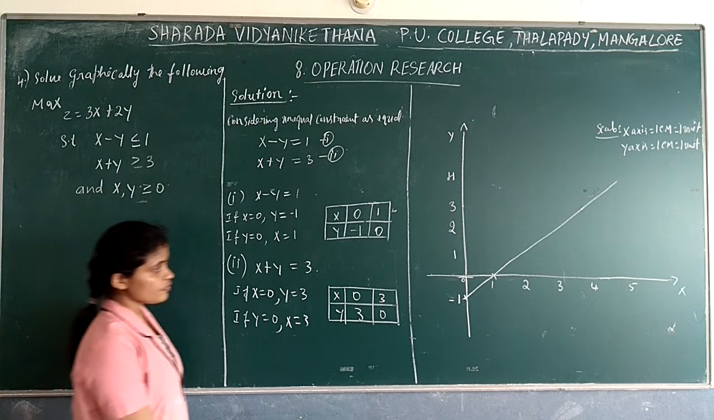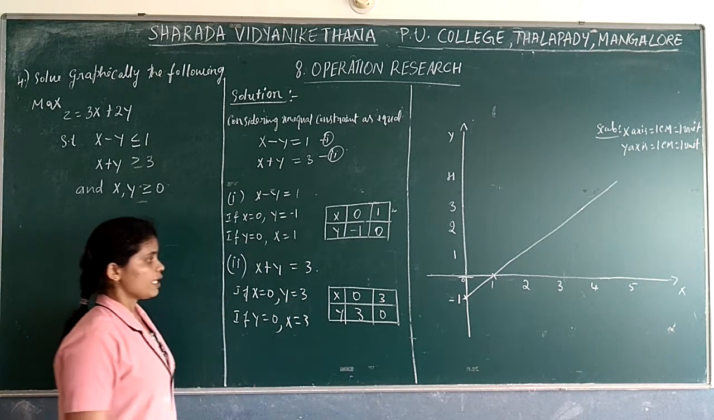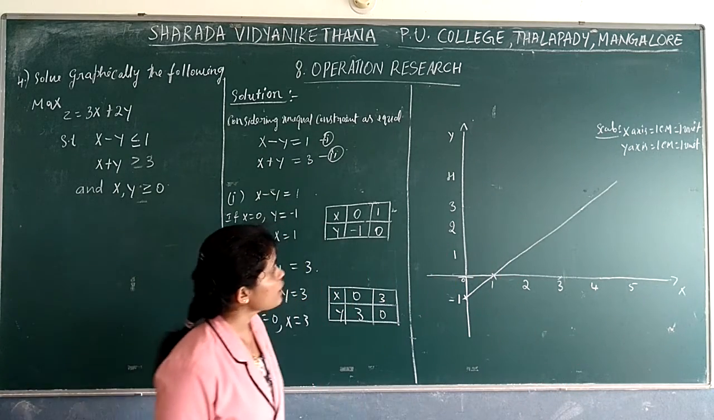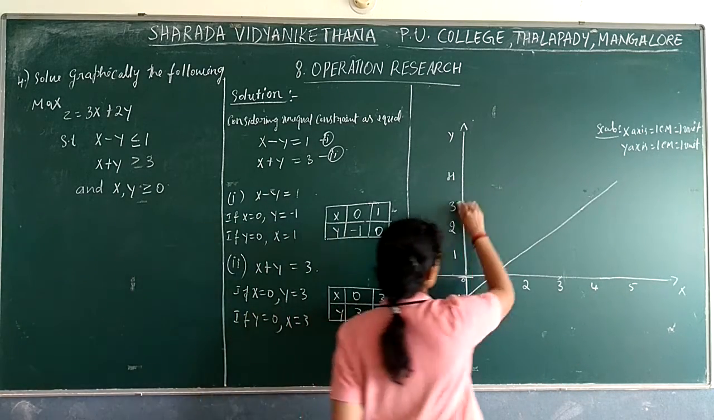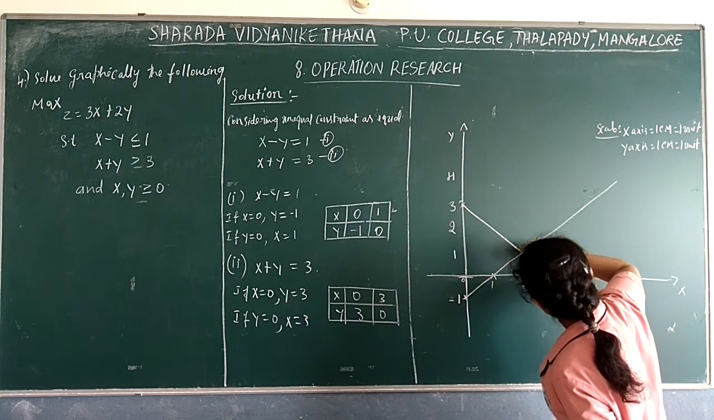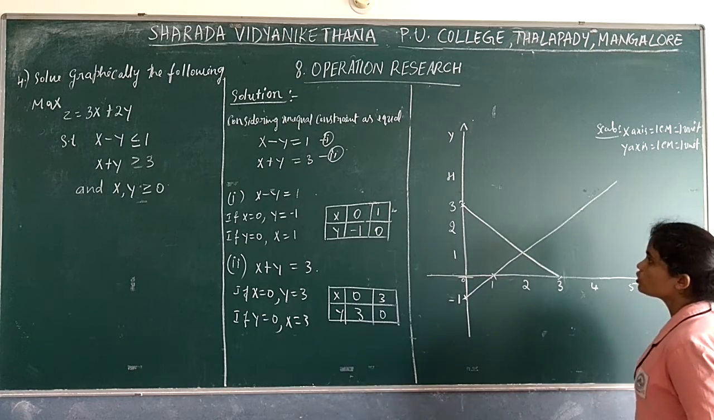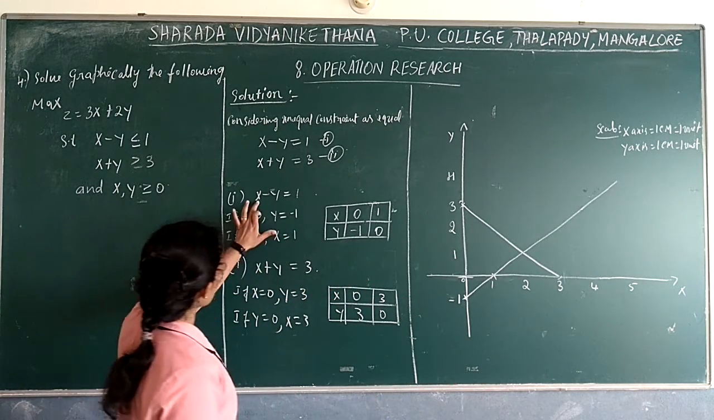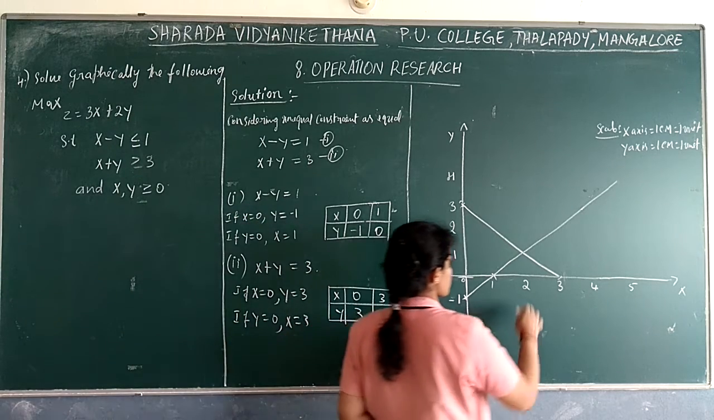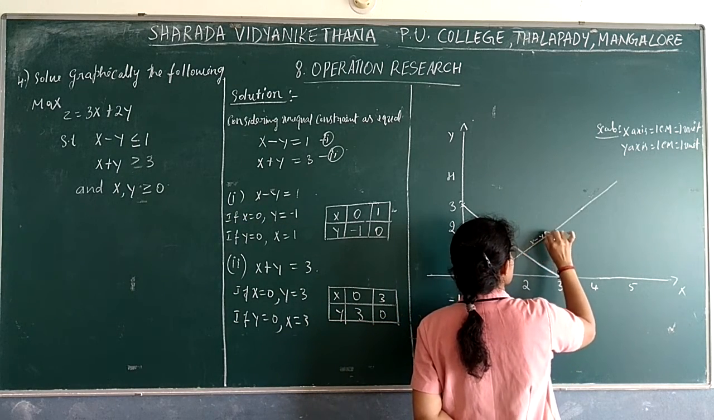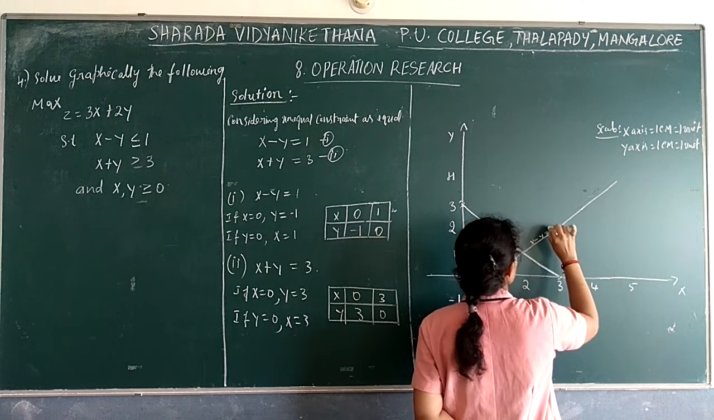Then the next equation. x is 3 there. Then what is y? y is also 3. This is from the second equation. Now write the equations. What is the first equation? x minus y. So this is from the first equation. x minus y is equal to 1.